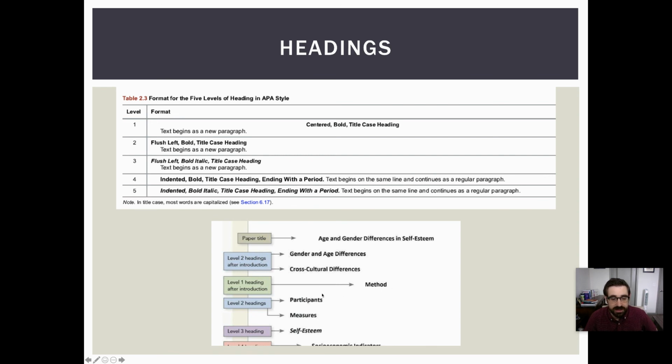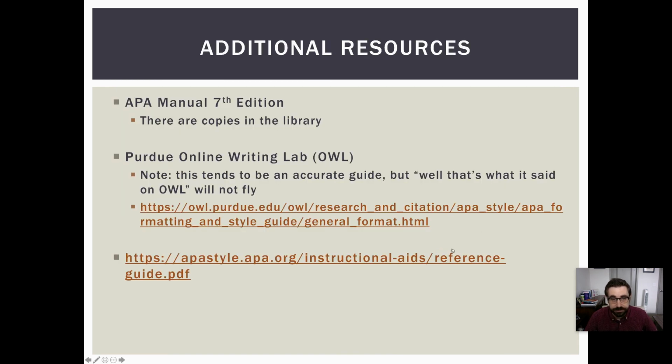Same thing with the method. These participants and measures are subsections of the method, so they have a level 2 header. And then you see down here under measures, there are more than one measure in this example study. So those are subsections of measures, and so they get a level 3 heading. Okay. And that's about as far as you're going to go. Sometimes you'll go to a level 4 heading, but that's getting pretty specific at that point.